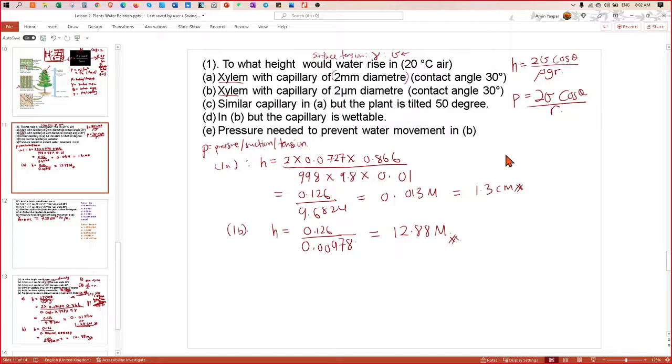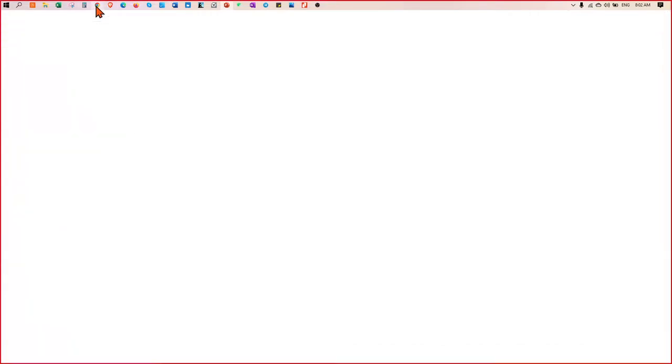So this is the reason plants don't really need a heart to pump water all the way from the root to the shoot. Some trees are very tall, easily 100 meter tall. What's that tallest tree? I forgot the name of the tree. I think sequoia. Yeah, I think sequoia, that's the name of the tree.